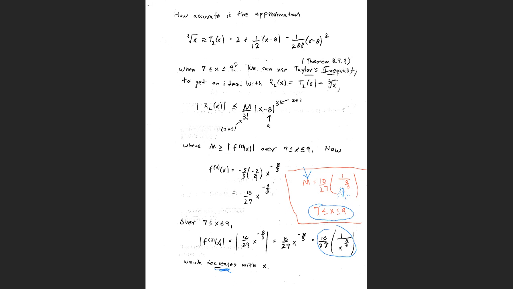So that means if your third derivative, this rational function, decreases with x, and you have a 7 and a 9 here, the third derivative evaluated at 7 would give you the biggest value. And so that's what you're going to use. So this is your value of m right here. And you notice I don't use a decimal approximation yet.